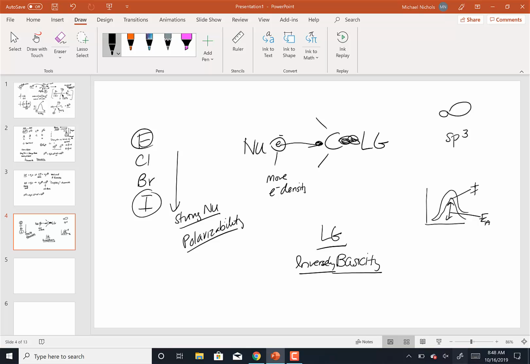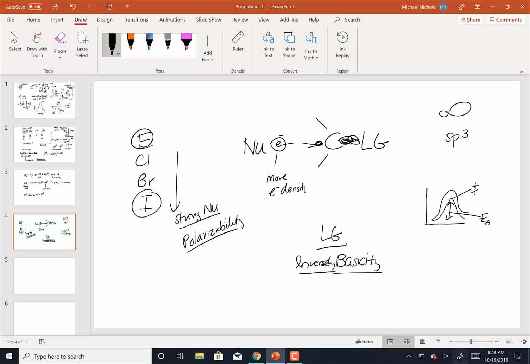And that leads to the paradox of iodine. Because looking at the halogens, iodine is the weakest base. It is also the most polarizable. So iodide is both the best nucleophile and the best leaving group.